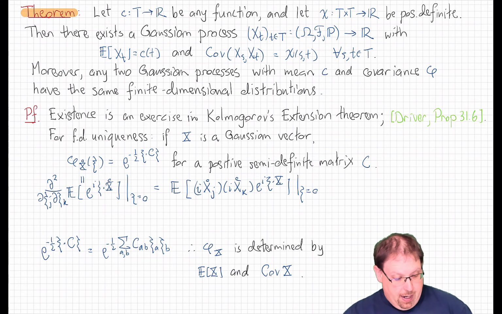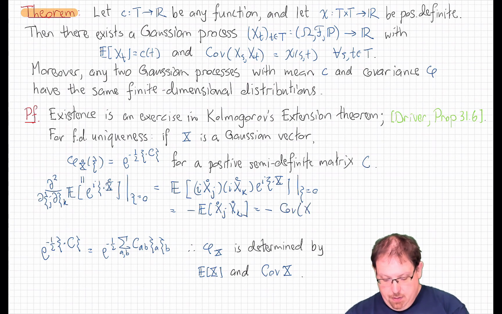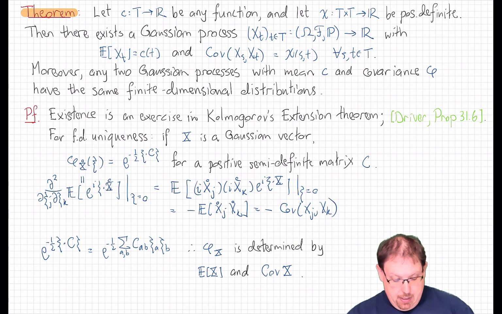And of course, that just simplifies to minus the expected value of xj-centered, xk-centered, which is the definition of the negative of the covariance of xj and xk. That is, the covariance matrix of the vector x is encoded in the second derivatives of the characteristic function. Well, now let's take the derivatives of this specific characteristic function and see what we get.